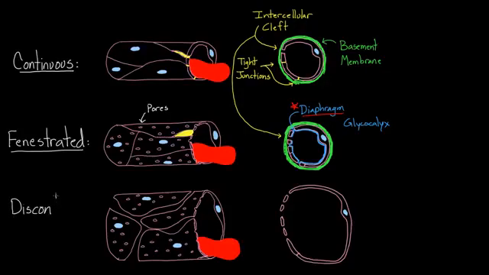Discontinuous capillary. Another name for discontinuous capillaries is sinusoids. So I'm just going to write that up here as well, sinusoids. These ones are often found in the liver, that's kind of the most popular place, or sometimes the spleen as well, or bone marrow. These ones are actually a few things. They're the largest ones. Let me just make a little list over here.